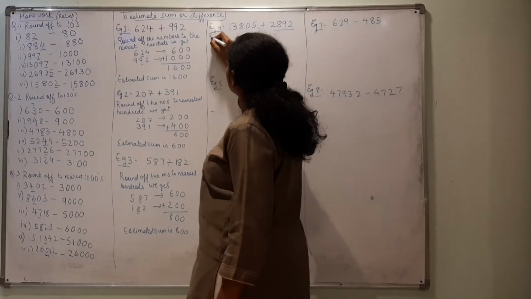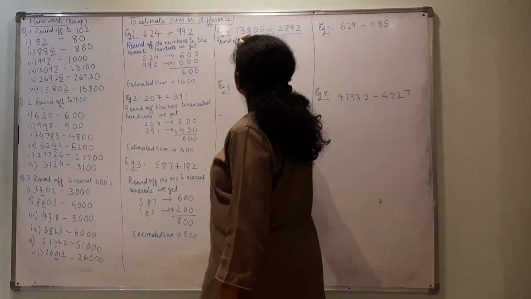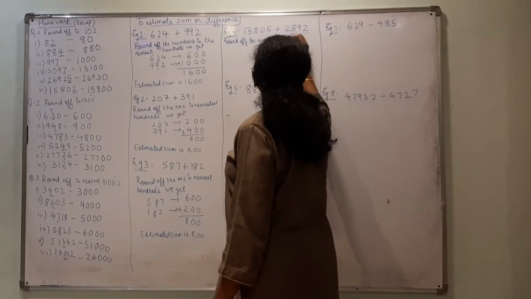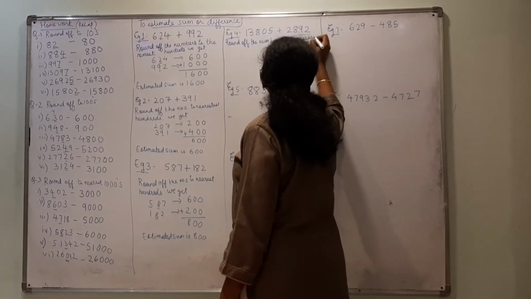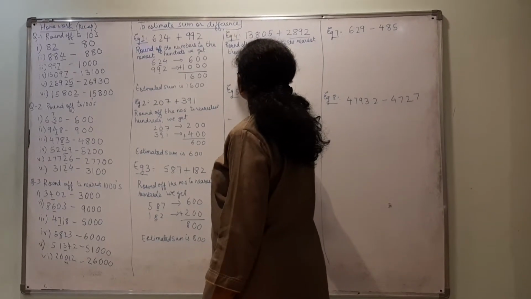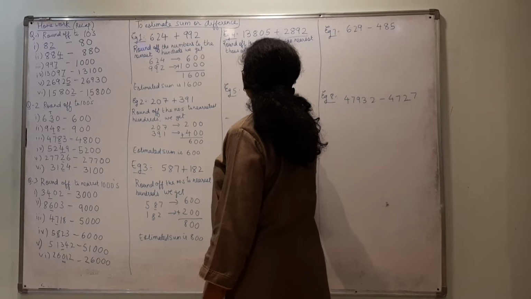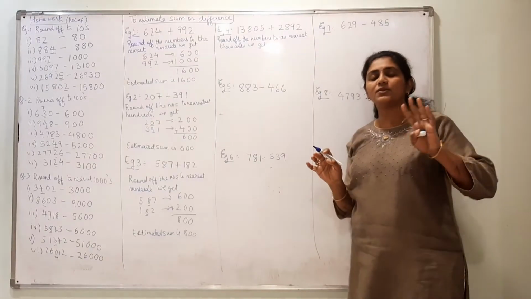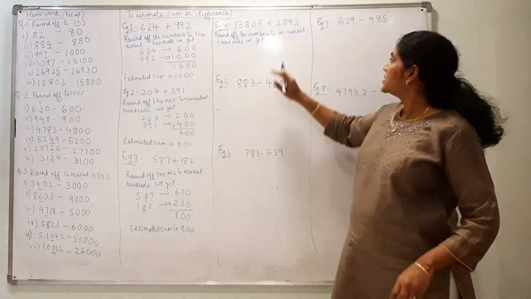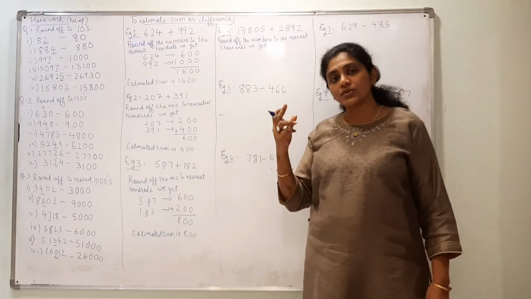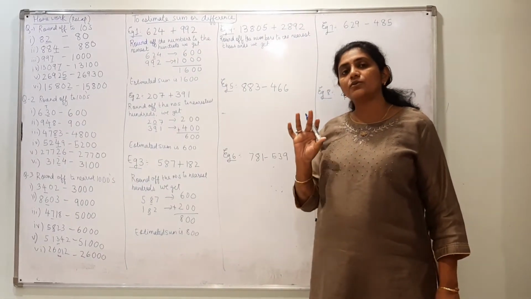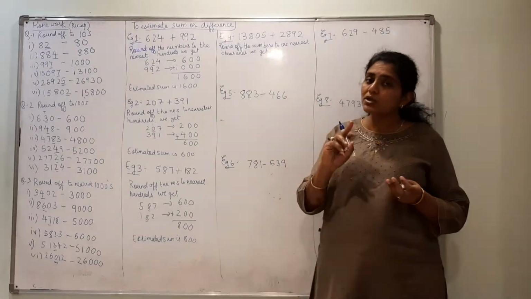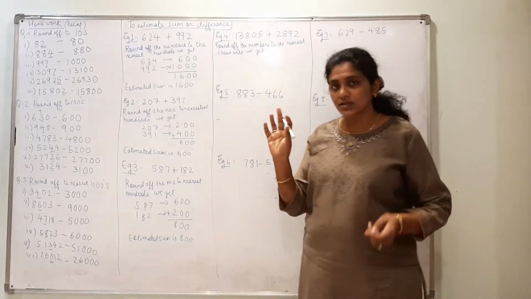So round off the numbers to the nearest thousands, we get, this is 5 digits, this is 4 digits. A 5-digit number you can round off to 10,000s, a 4-digit number you can round off to thousands. So better you take the common one, thousands, for both the numbers. So we will round off both the numbers to the nearest thousands.